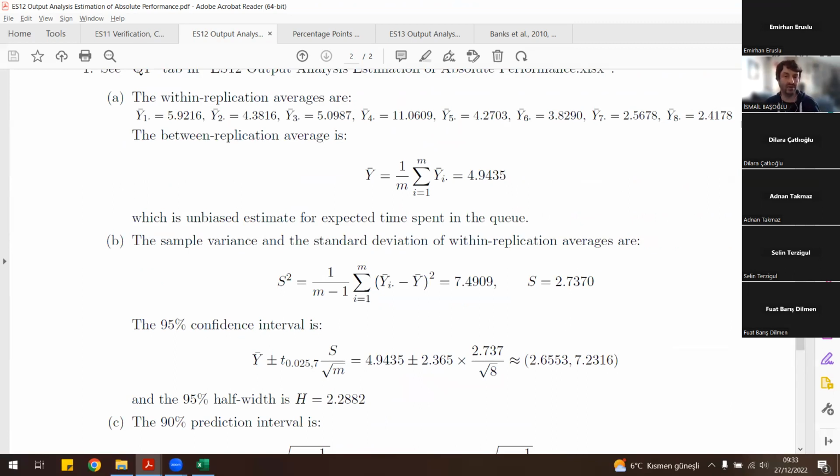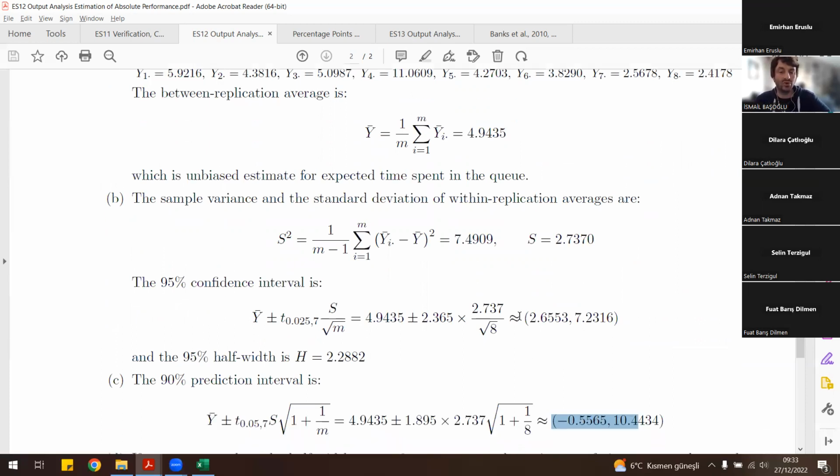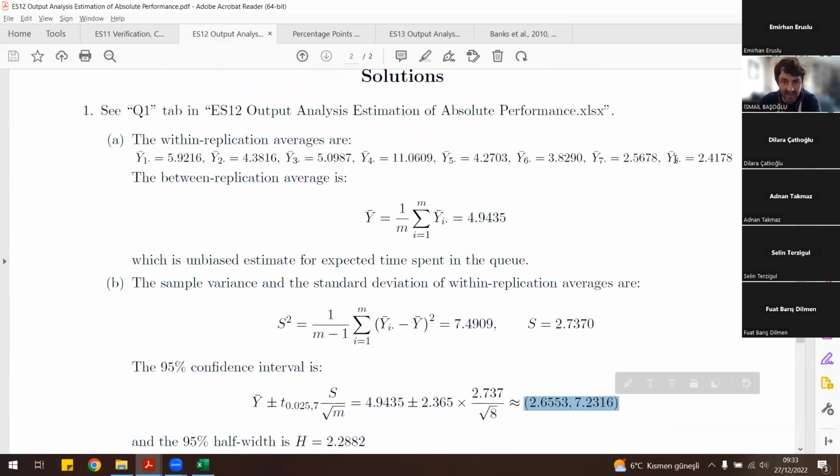It's a pilot study. They are pilot replications, so we are not going to provide the user with this confidence interval. We will definitely increase the number of replications after performing these 8 replications. But why have we done this?